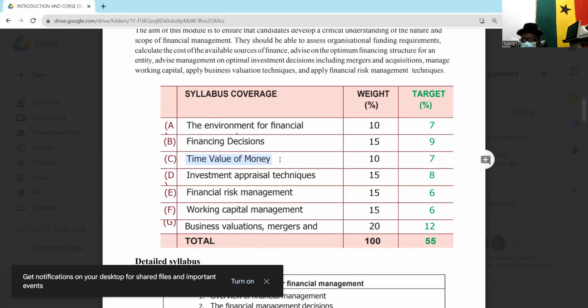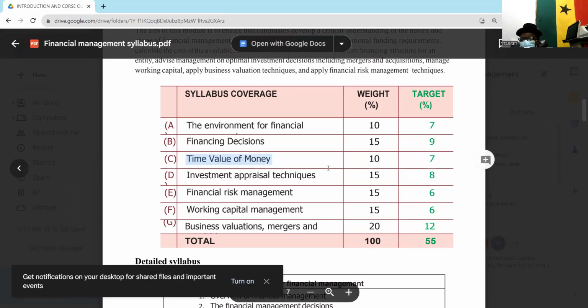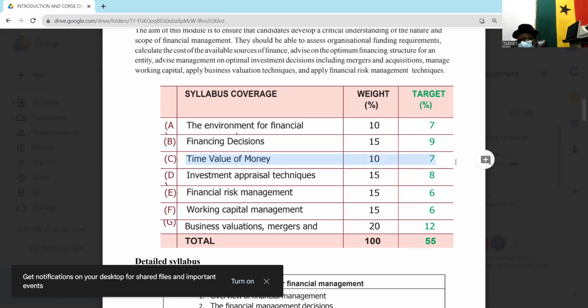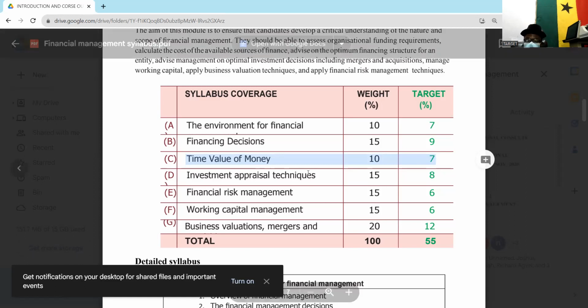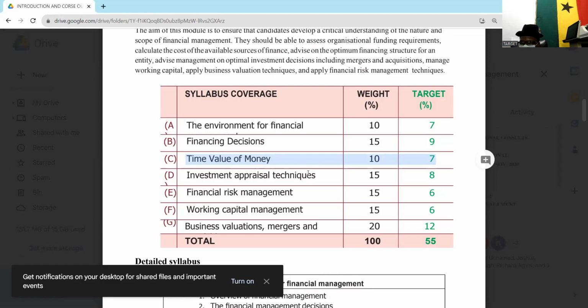Let me talk about time value of money. This talks about discounting. It is one of the differences between ICA and ACCA. With ACCA, the time value of money is embedded in what we call discounted cash flow, which is part of the investment appraisal. But with ICA Ghana, it is asked on its own as a standalone topic. With ACCA, it is just a subset of investment appraisal. So for those offering ACCA, it is basically the same.